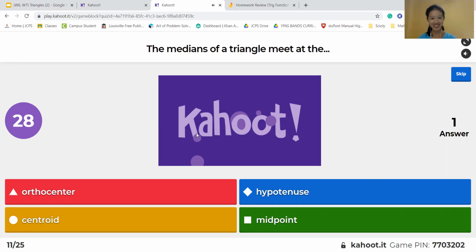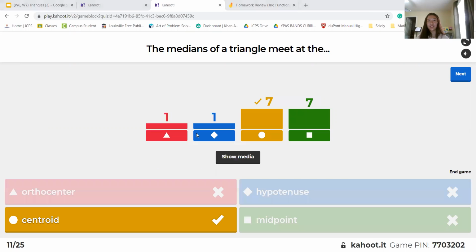Oh wow. This is an even split between centroid and midpoint. And well, this might have been a little tricky, but basically if you have a random triangle, let's say the median is this, and this. Okay, so this is the midpoint, but this isn't where the medians meet. That would be this point, and that's called the centroid.